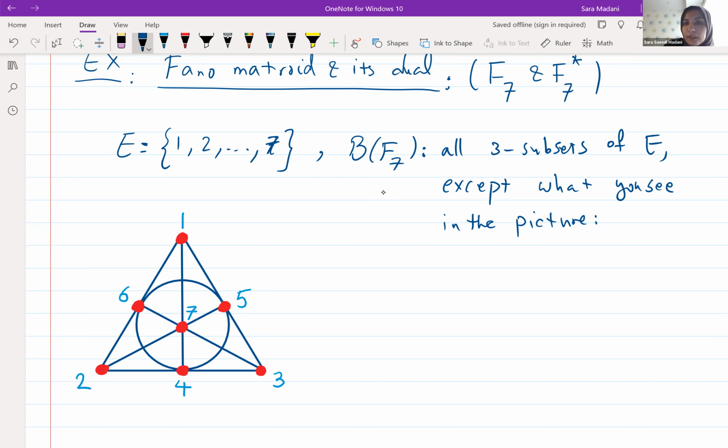And considering these bases, for sure you get all the independent sets, because all subsets of these 3-subsets are independent. So it's easy to obtain also the circuits, the minimal dependent sets. You can easily observe that the 3-subsets. Sorry, by circle you mean 5, 6 are connected, and 6, 4, and 4, 5 are connected too?